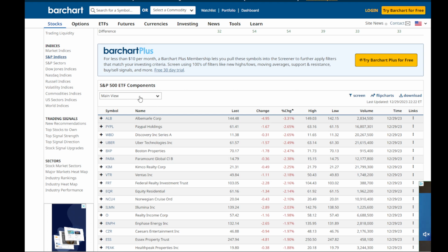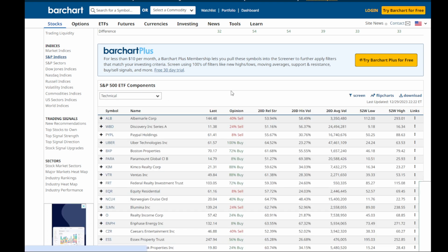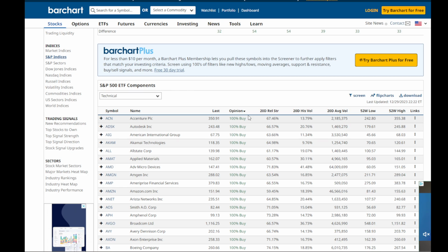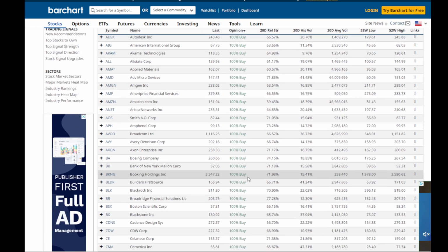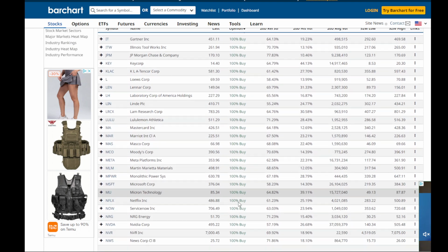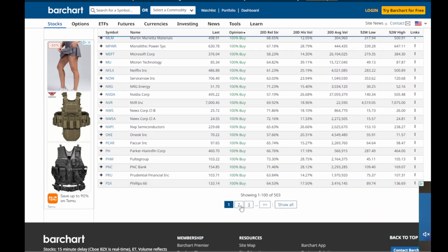All right, so this is the main view. With the free version of this, you can see the technical, performance, fundamental. So let's take a look at technical and see what we have here. This is a special thing with Barchart. You can get the opinions of their analysts. So if you click on that, you can get all the S&P 500 stocks that they list 100% with a buy rating.